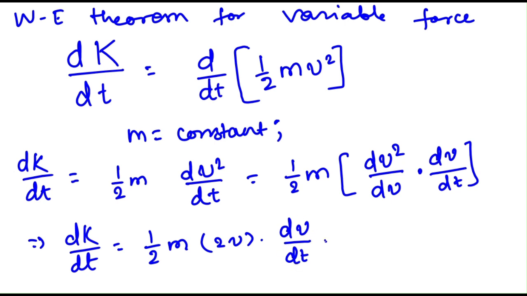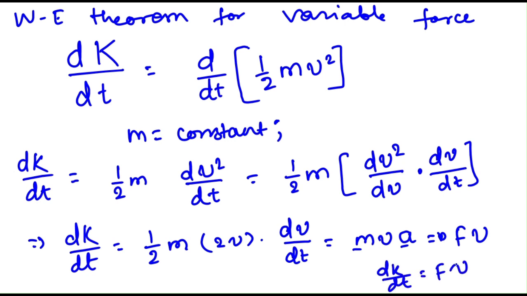that is rate of change of velocity with respect to time. And if you know this term, you can write here mv, this 2 and this 2 are going to cancel out. m and dv by dt is acceleration. So mass times acceleration is force, and then we have velocity. So dK by dt, we have F into v. Okay, I'm continuing from here. So let's move to the next slide.